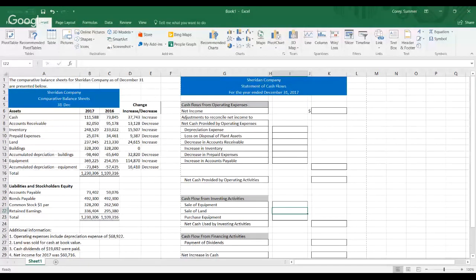Hi everyone. Today I am doing problem 11A from homework 2 in chapter 12, and it starts with the comparative balance sheets for Sheridan Company as of December 31st, which are presented below. And then we have the comparative balance sheets and some additional information here. What we need to do is figure out the statement of cash flows.